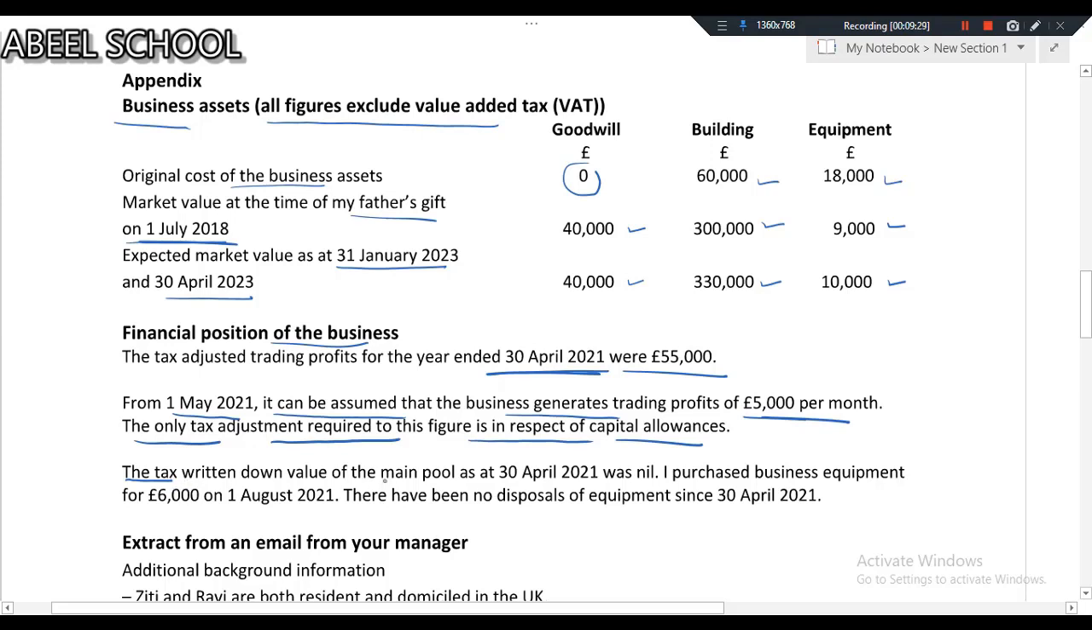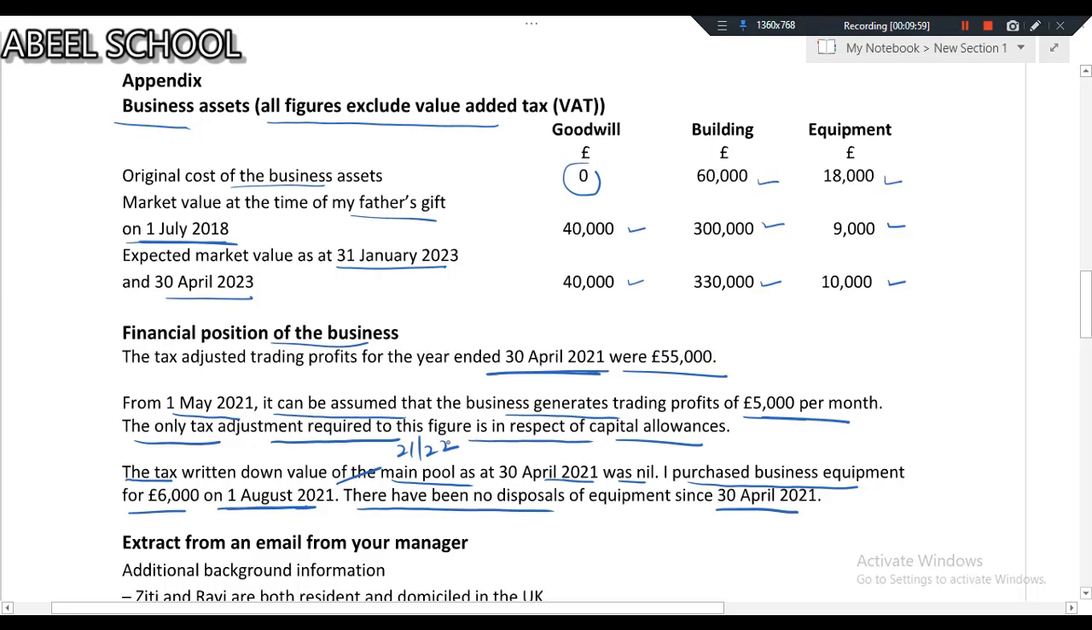The tax written down value of the main pool at 30th April 2021 was nil. I purchased business equipment for 6,000 in August 2021. Okay. There has been no disposal of equipment since 30th April. So on this business equipment of 6,000, you will be getting annual investment allowance of 100%. And this 1st August 2021 falls in the tax year 21-22.